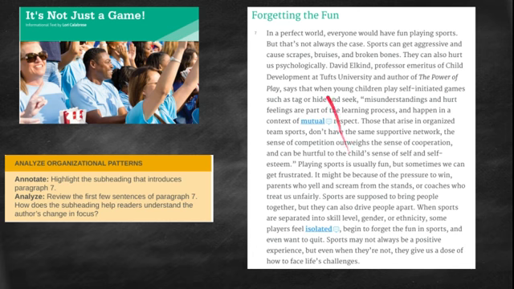So, what I want you to notice is that there is a subtitle up here. The title of the story is It's Not Just a Game. That's the main title. So we also have these subheadings or subtitles that introduce a section, right? So this one is about forgetting the fun. And basically it's saying, yeah, in a perfect world, sports would be great and everybody would love sports and everybody would play sports. But that's not the case.